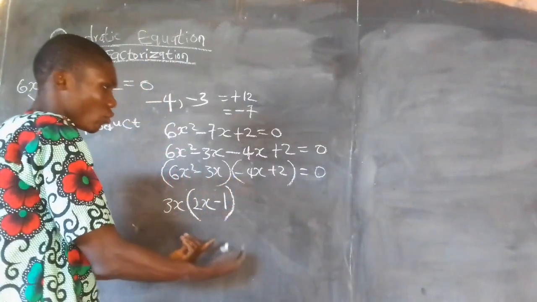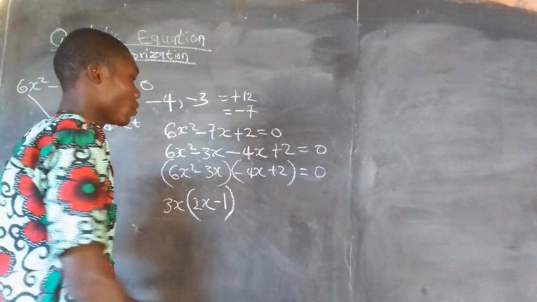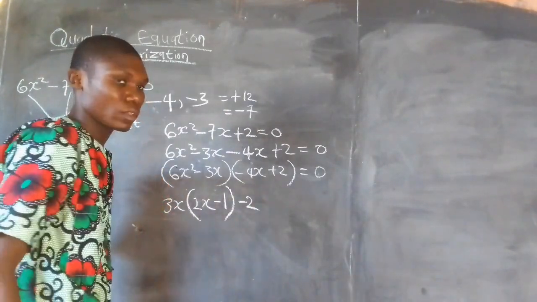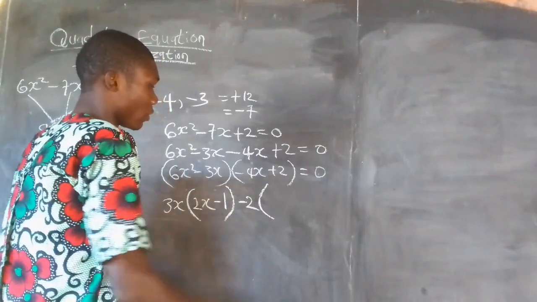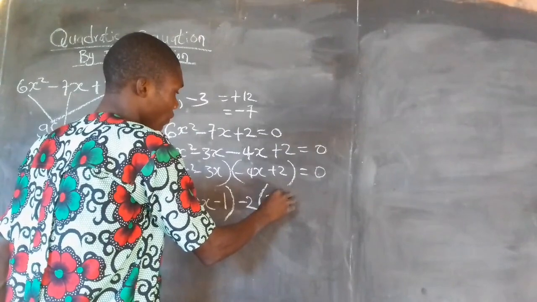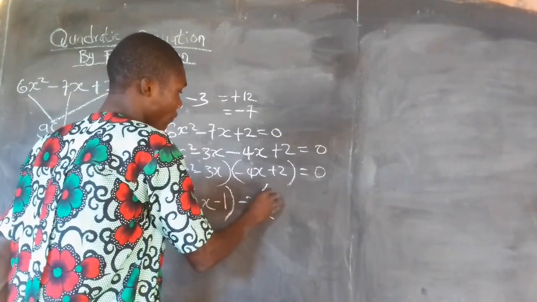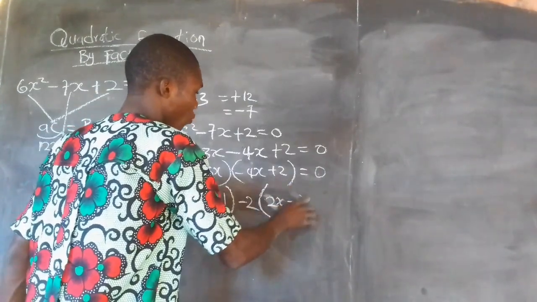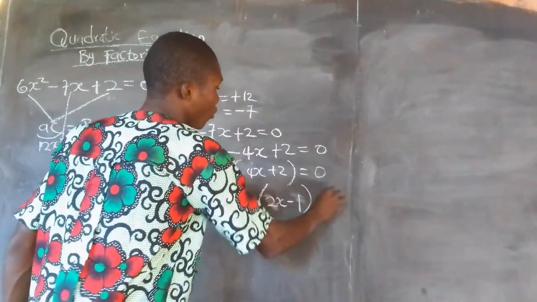So here also, come down and look for the like terms. The like term here is minus 2. You keep your 2, sorry, here you have your 2x. So minus 2 times 2x minus 1 is equals to 0.